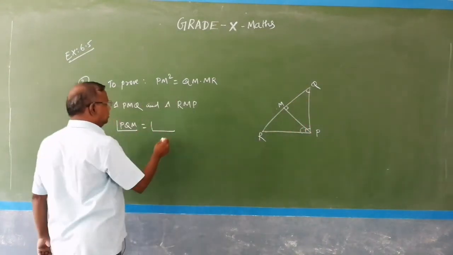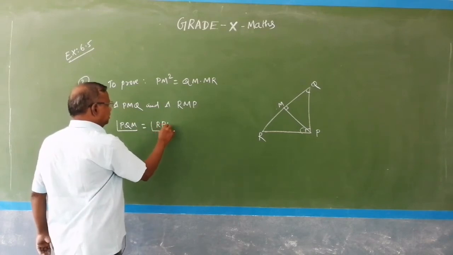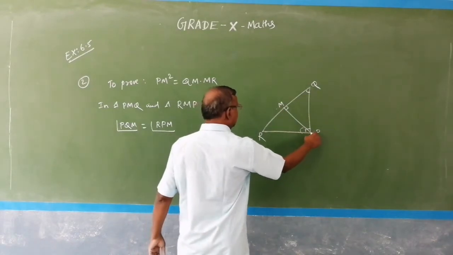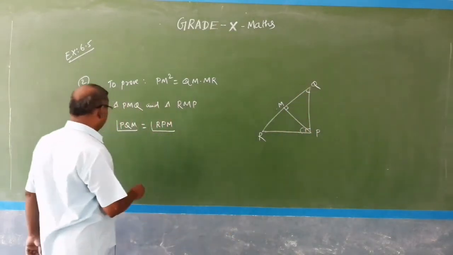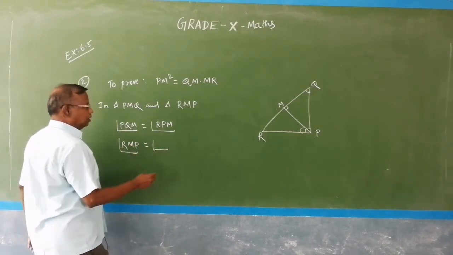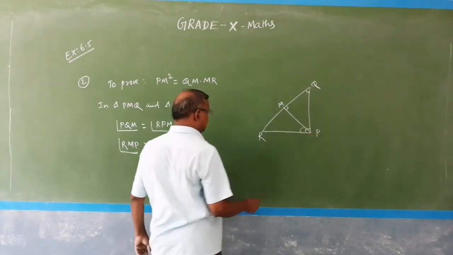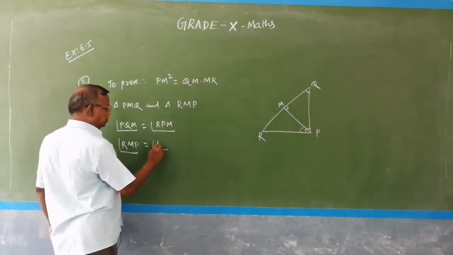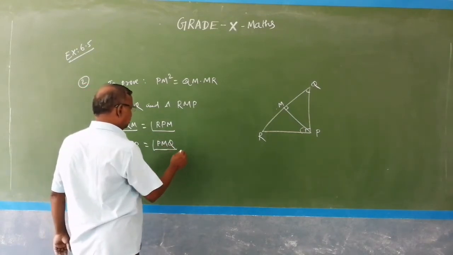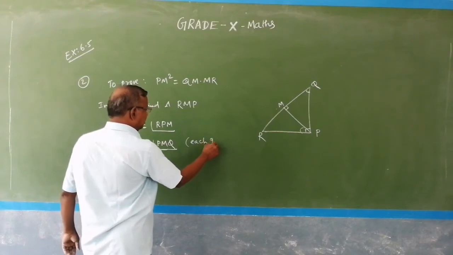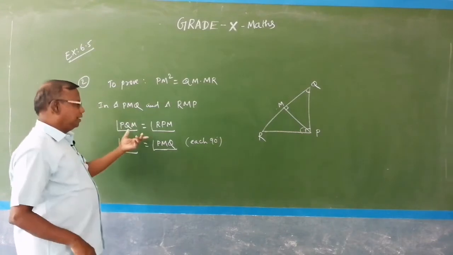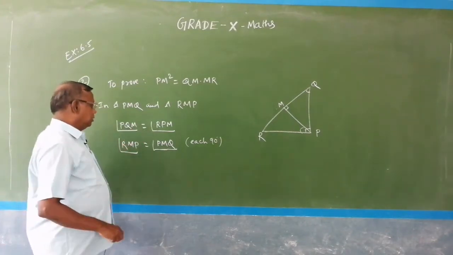And further, angle RMP is equal to angle QMP or PMQ. RMP equals PMQ, each 90 degrees. This is well known, already we have proved it while proving the Pythagoras theorem. Before that we have proved this.